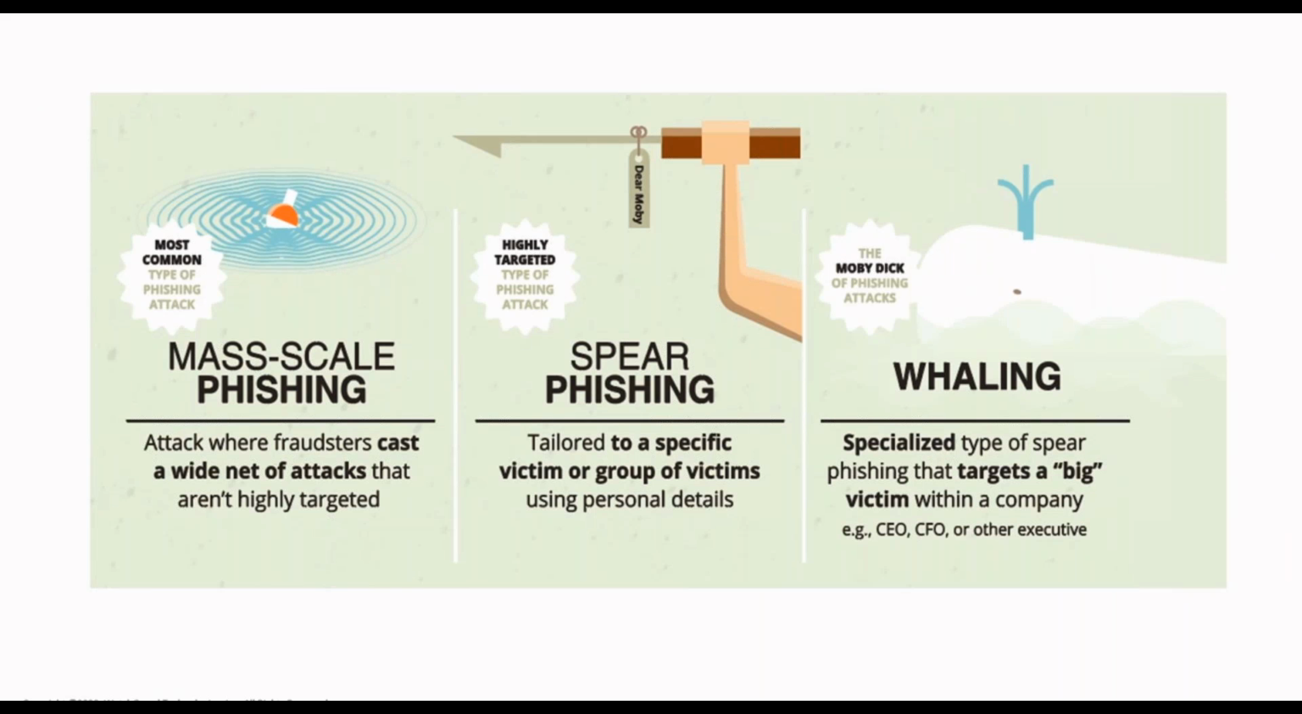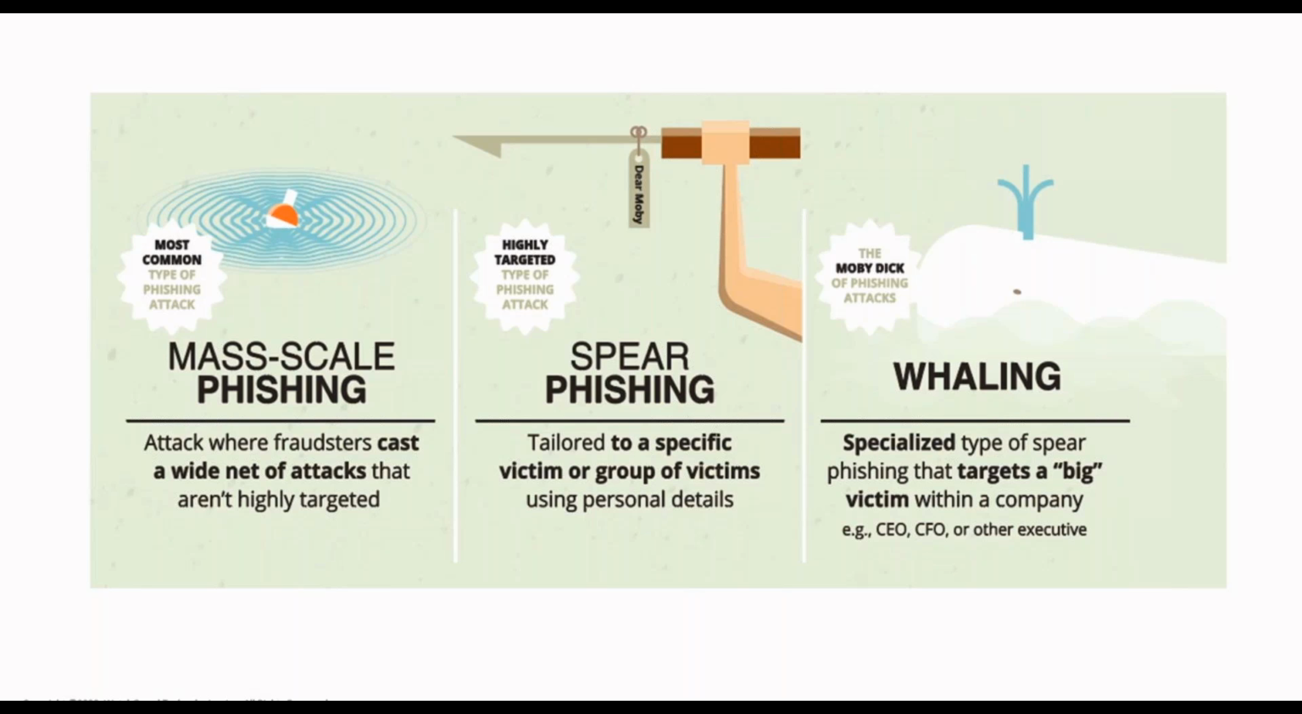Now, what are the different types of phishing attack? The first one is mass scale phishing, and that's the most common type of phishing attack, where usually the attacker casts a wide net of attacks that aren't highly targeted, right? And sometimes they even sell this on the dark web to the smaller attackers, the newbies that just started, and they can use these kits to just try to target anyone.